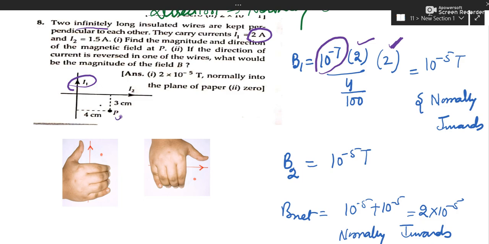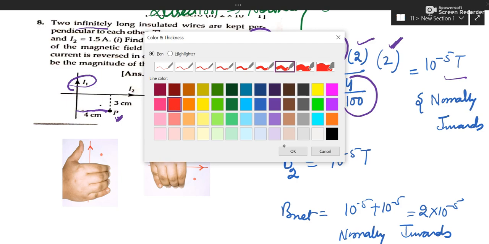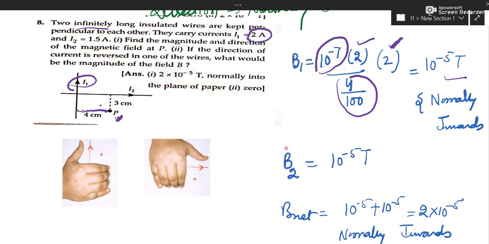What is the perpendicular distance of point P from I1? 4 centimeter. Substitute, calculate, then wait. You will have to put direction as well. So let us talk about the direction. You can see current is this, so this situation is fitting. Point is here, that is, the point is on the right side. So this is normally inwards.